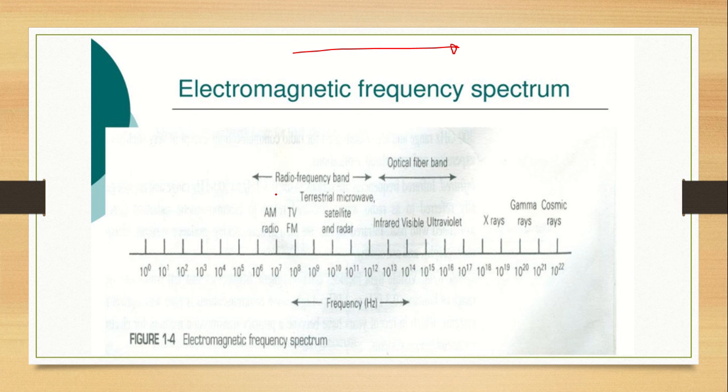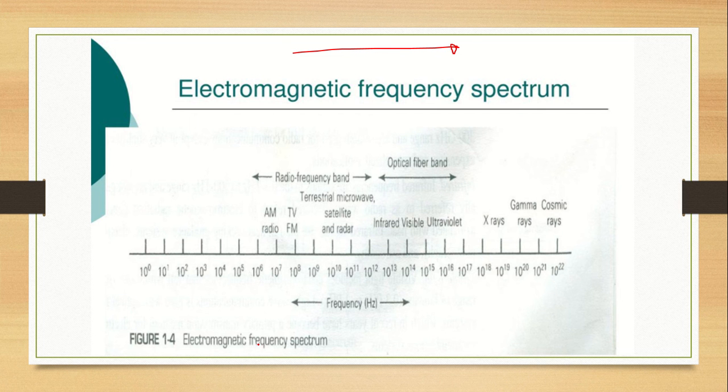So the television, this is what we call the radio frequency band. The radio frequency band ranges from this to this. Then after that, we have another band here, the optical fiber band, covering this frequency. Then we have the X-rays, the gamma rays, and then the cosmic rays. Cosmic rays are the highest frequency, 10 to the 22.